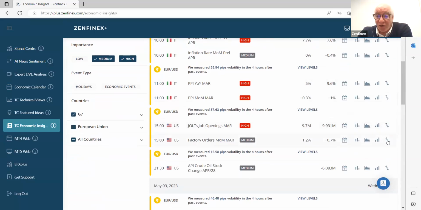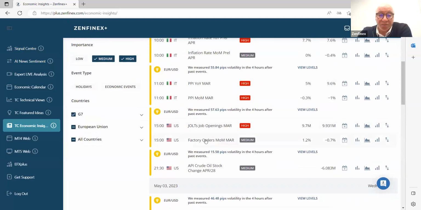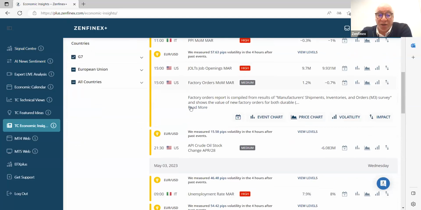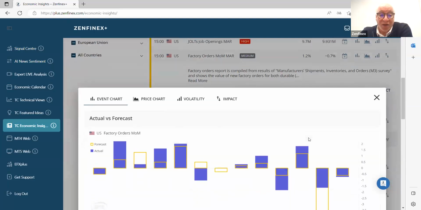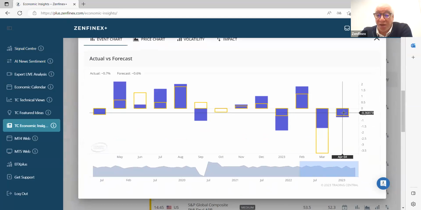This will probably move the market quite substantially, with factory orders. If I just click on what these mean, so if I go to what's happened in the past, how prices have reacted to that. So let's have a look. They're expecting, and I think if I click on this, it will tell you factory orders represent compiled manufacturing shipments, inventories. So this one is quite an important number. We can look at how this number behaved in the past. These are monthly figures that come out.